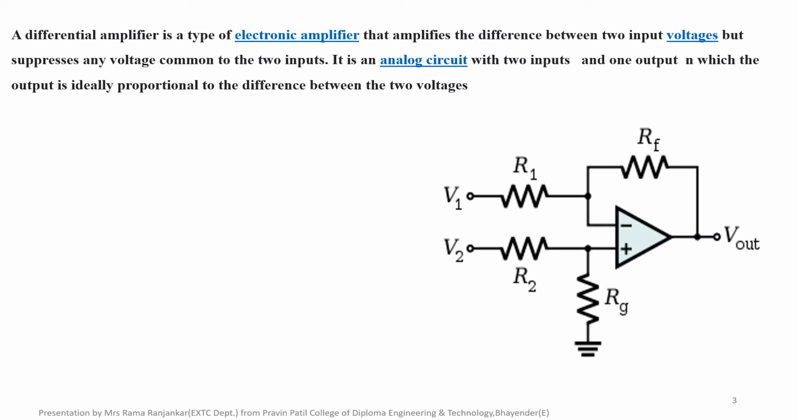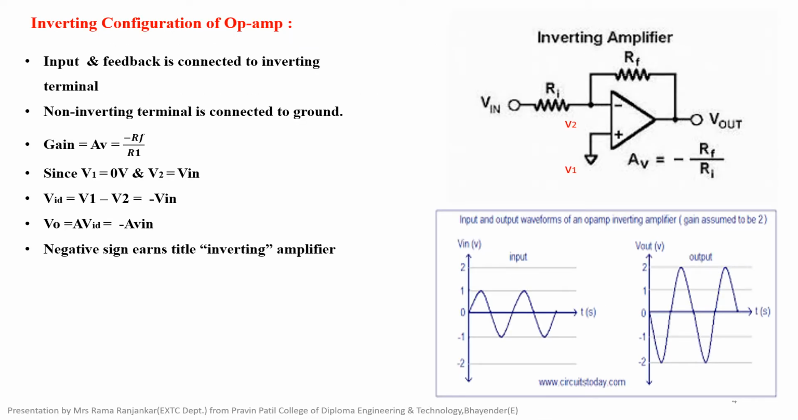Learning outcomes are op-amp configuration, differential amplifier configuration and unity gain amplifier. A differential amplifier is a type of electronic amplifier that amplifies the difference between the two input voltages but suppresses any voltage common to the 2 points. It is an analog circuit with 2 inputs and 1 output in which the output is directly proportional to the difference between the 2 voltages.